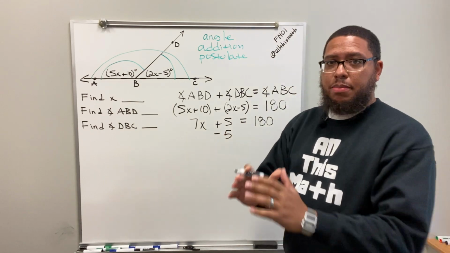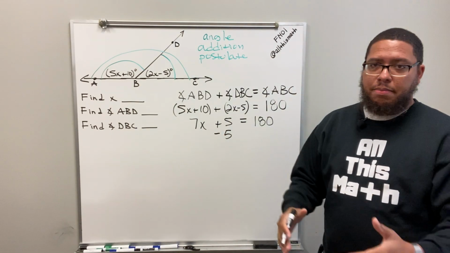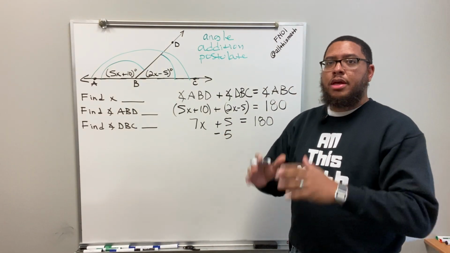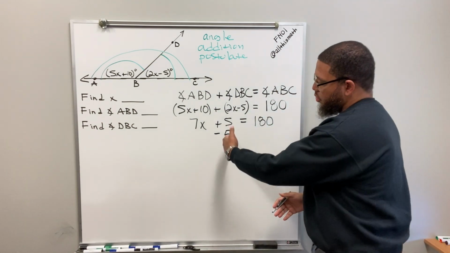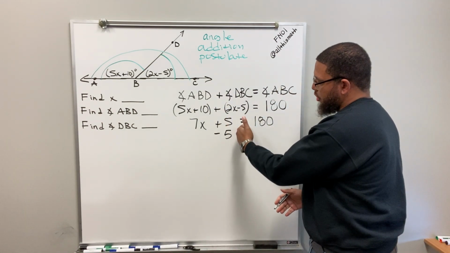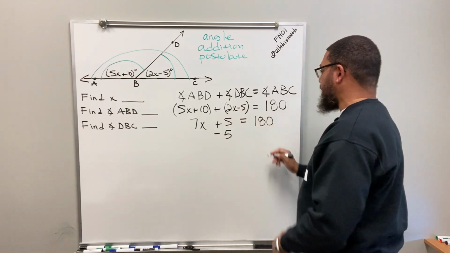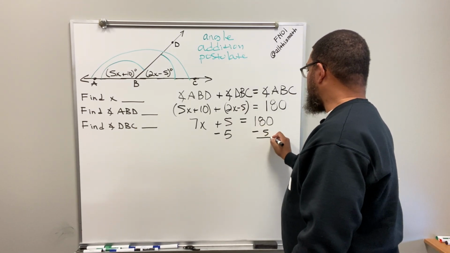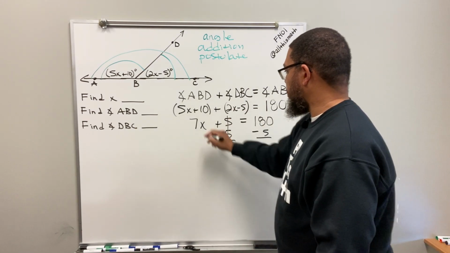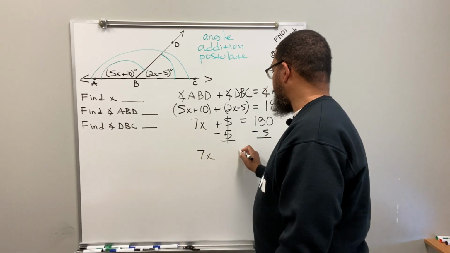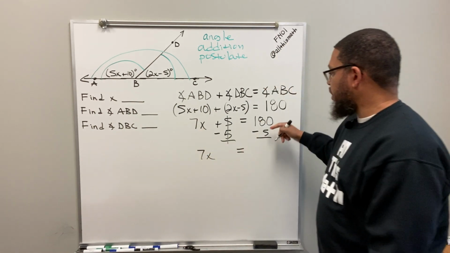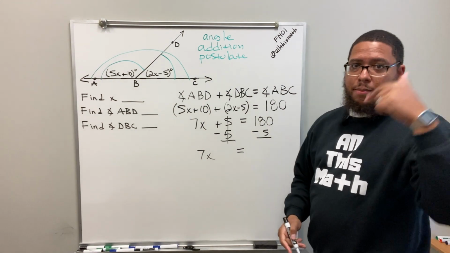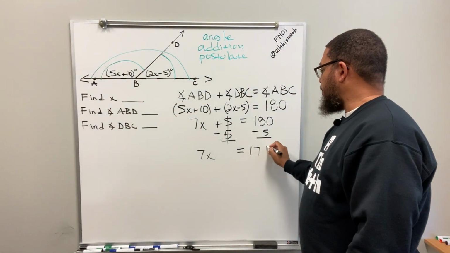Now, in equations, we keep everything balanced. Think about Maat, ancient Kemet, and all that. It's all about balance. So if we subtract 5 on the left side of this equal sign, we also need to subtract 5 on the right side. Over here, that's going to be 0. The 7x comes down. The equal sign comes down. 180 - 5, we've got to do our mental math. That's going to give me 175.